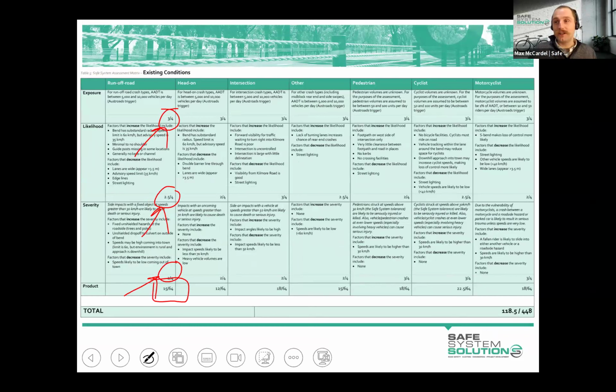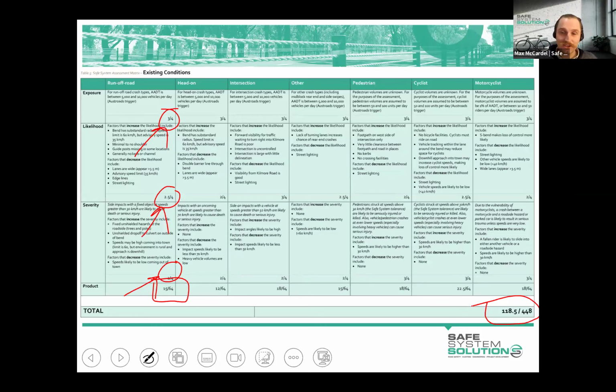That was then completed for each of the different crash types, and an overall sum or total was produced, which was 118.5 out of 448. That by itself does not mean much. If you just say that this project has a score of 118.5 out of 448, it doesn't really tell you a lot. The main benefit or perk of completing the Safe System Assessment is the comparison.